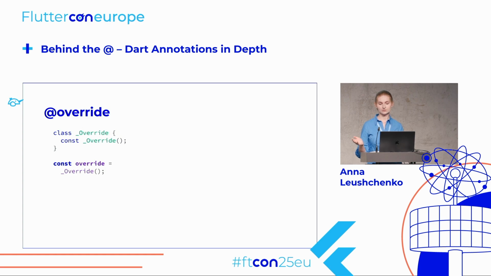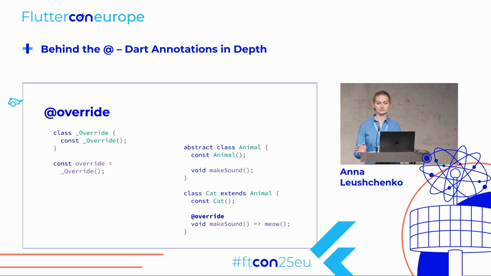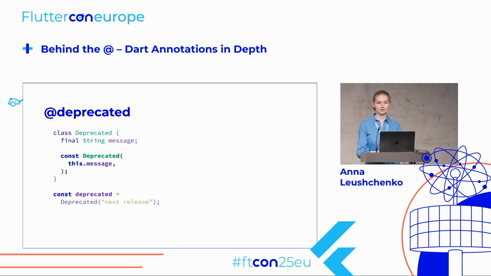Override is just a constant instance of some empty private class. And thus, it offers a single usage, just this constant instance. Deprecated is also a constant class with a single message field. Here we have Deprecated with a capital letter, which is a class name, and thus a constructor name, and deprecated with a small letter, which is an instance of a class. And this here actually is a good example of naming convention for annotations. Class name with a capital letter and instance with a small letter, really just as in any regular Dart code.